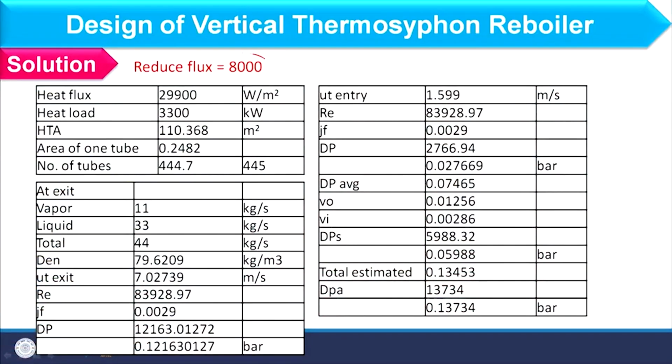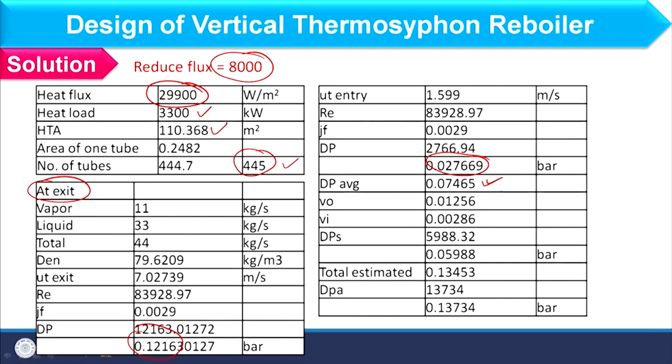Okay. So, now I am reducing the flux by 8000 value, and next flux you can consider as 29900. Okay. Total heat load will remain same, heat transfer area will change, and so the number of tubes, right. So, now we are using 445 tubes, and we will find out pressure drop due to friction and static head in the similar line. So, now the pressure drop at exit condition due to friction is 0.12, and that at entry condition is 0.027.